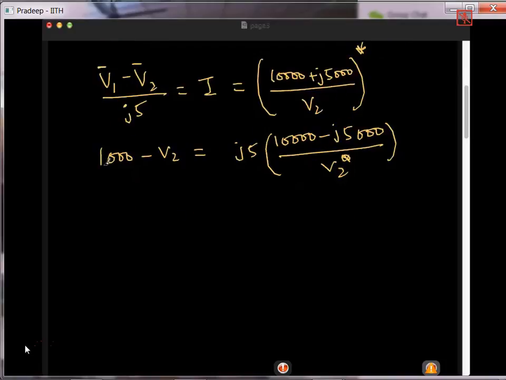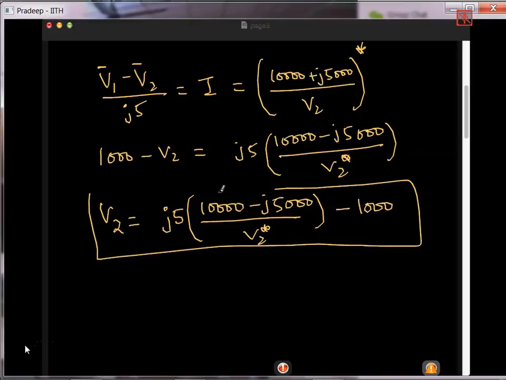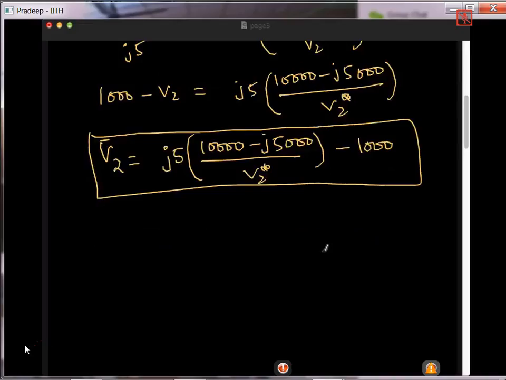Now I bring this V2 to the other side, so V2 equals J5 into 10,000 minus J5,000 divided by V2 conjugate, minus 1000. So this is my equation. So V2 is expressed in terms of V2. So I can just solve it iteratively.